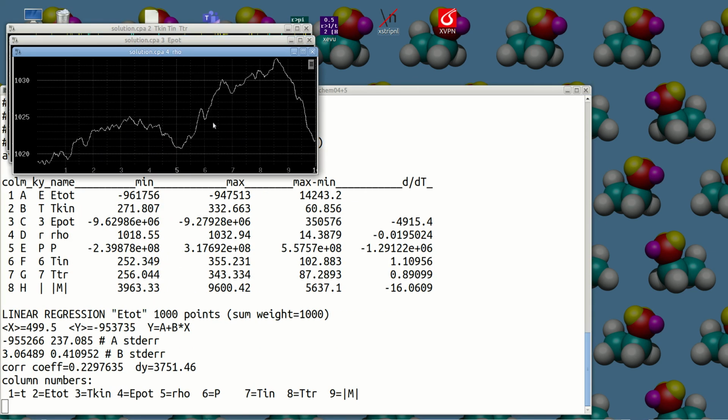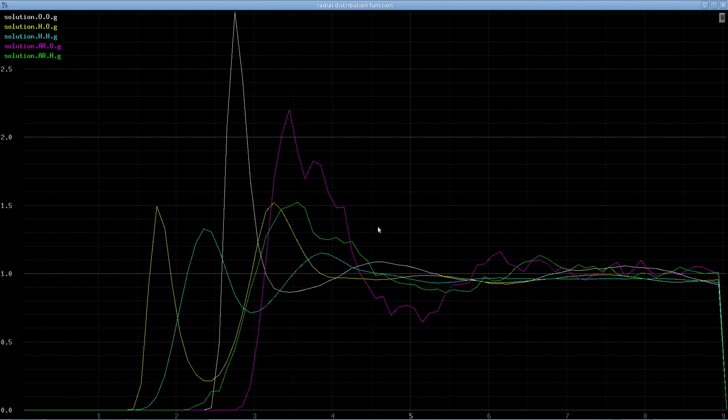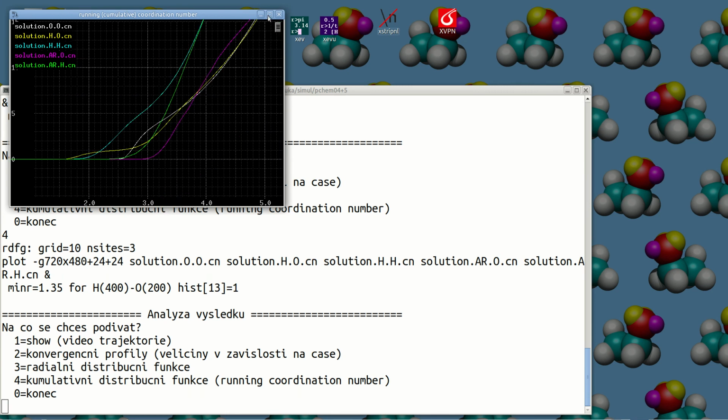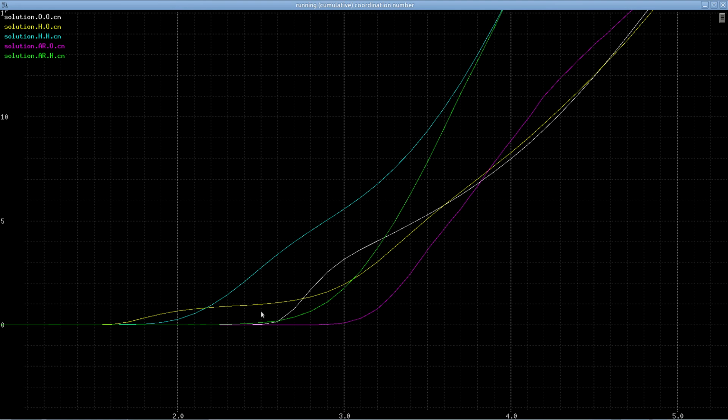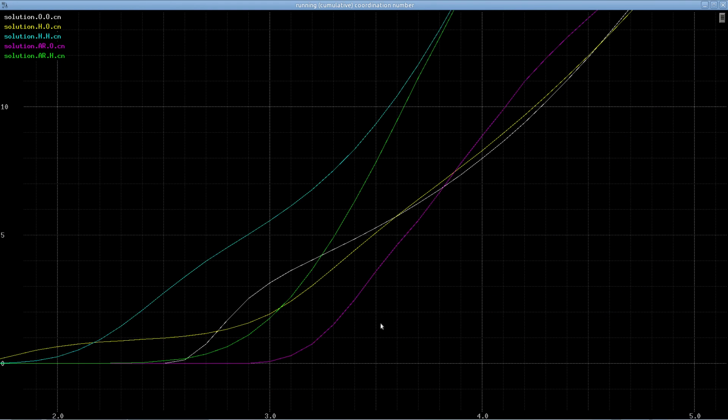The convergence profiles look well. The radial distribution function, and what we can see here, we have quite a wide peak of argon and oxygen, and also quite a wide peak of argon and hydrogen, so that neither oxygen nor hydrogen is attracted to the argon atom. So the cumulative distribution functions don't show any pronounced structure. Both of them, green and pink, grow smoothly, and we do not have any inflection point because we didn't see any pronounced minimum of the radial distribution function.